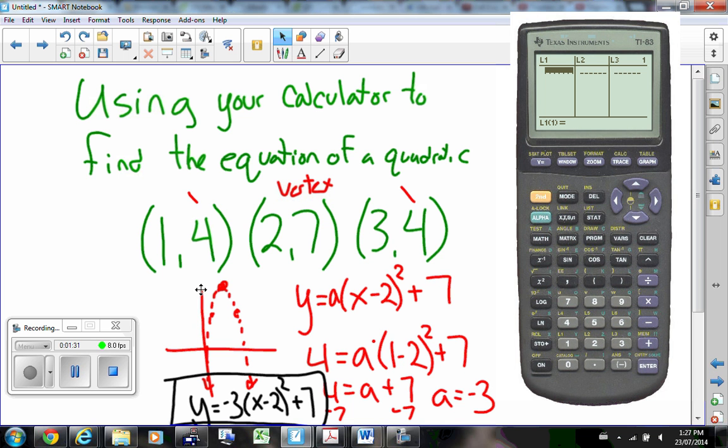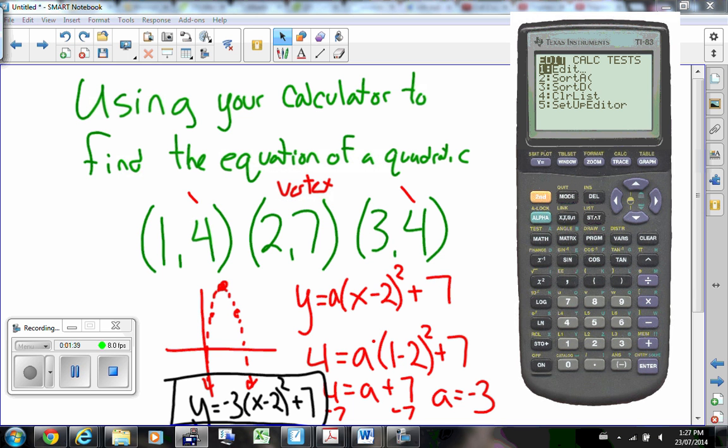Now, here's how we can use our calculator to do the same thing. I first go to my stat button. So push your stat button right here in the middle, stat, and then we go to edit to put our points in. 1 and 4, and 2 and 7, and 3 and 4.